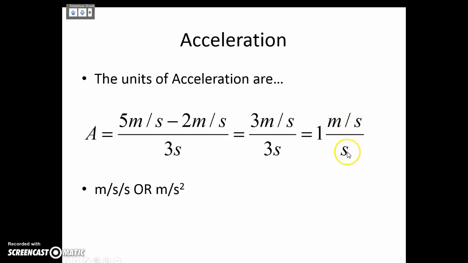This is our unit for acceleration. Meters per second per second, or meters per second squared. Either of those is an acceptable answer. Meters per second alone is not acceptable.